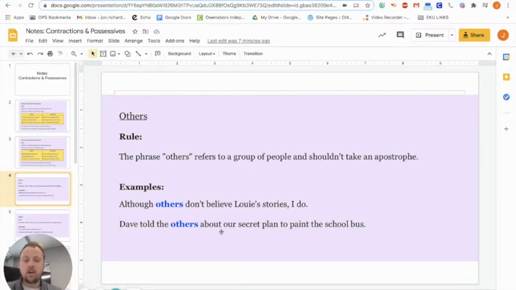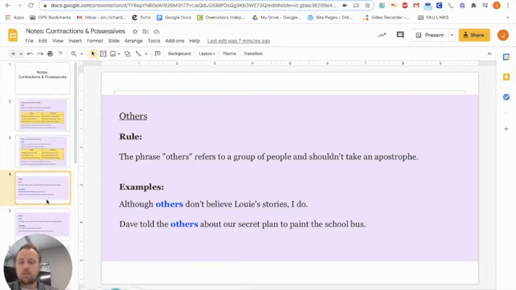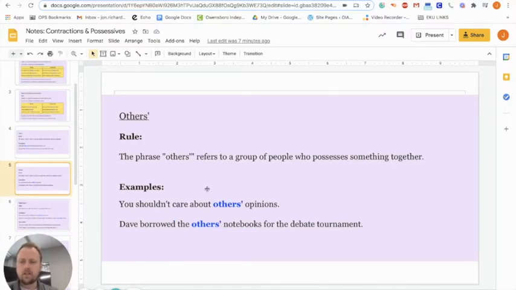Dave told the others about our secret plan to paint the school bus. Others don't own about, okay? So you would not put an apostrophe. Whenever there is no ownership, no apostrophe. That's a simple rule. Another example: the word others refers to a group of people who possess something together. So we do put the apostrophe when there is possession, and it goes at the end of the word. You shouldn't care about others' opinions. They own their opinions, so an apostrophe.